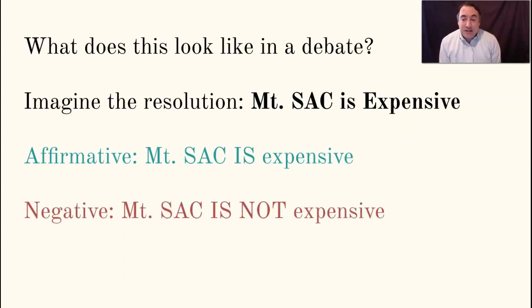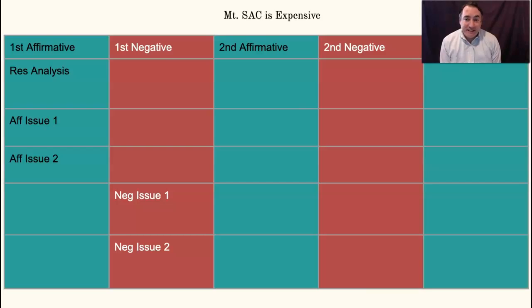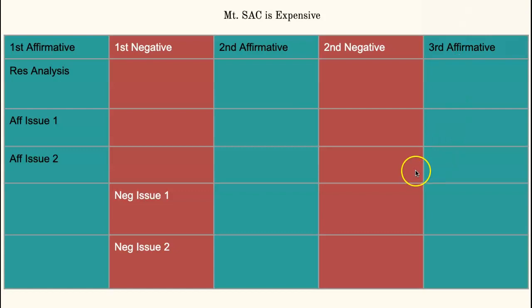And the negative debater is then going to say Mount Sac is not expensive, once again, irrespective of their personal beliefs. In order for an academic debate to happen, we need to have one person on the pro side and one person on the negative side. So the debate will look a little bit like this. Hopefully this isn't overwhelming to anybody. I'll try to explain each one in order.